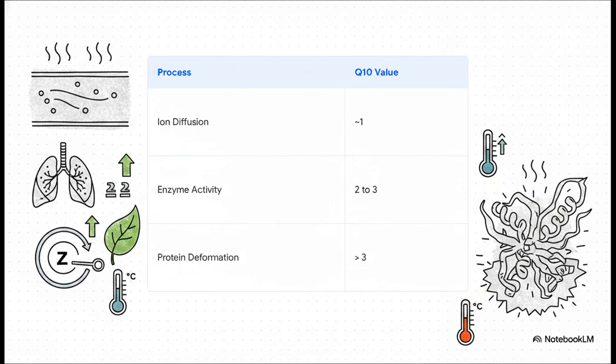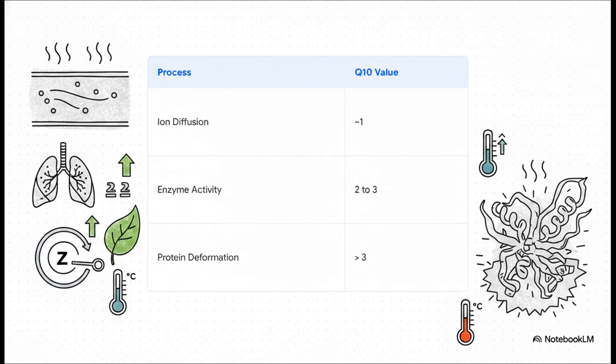When we actually break down these values, the real-world implications are massive. For simple physical ion diffusion, the Q10 is about 1, which means a 10-degree bump really doesn't change much at all. But think about enzyme activity, or mammal respiration, or plant photosynthesis. Their Q10 sits between 2 and 3. That means a mere 10 degrees Celsius bump literally doubles or even triples ecological metabolic rates. This is exactly why the Q10 coefficient is an absolutely crucial mathematical parameter in modern climate change models today.